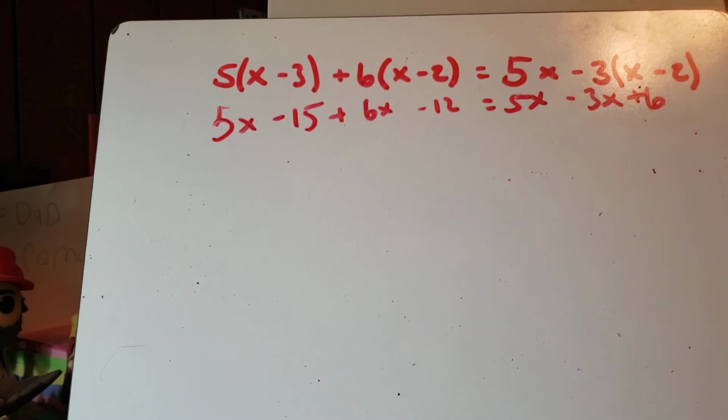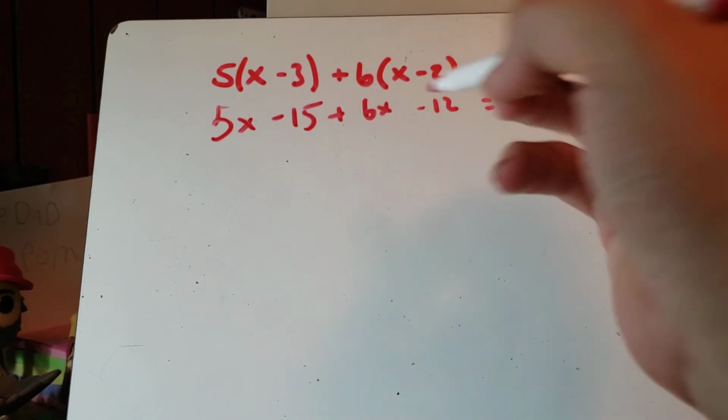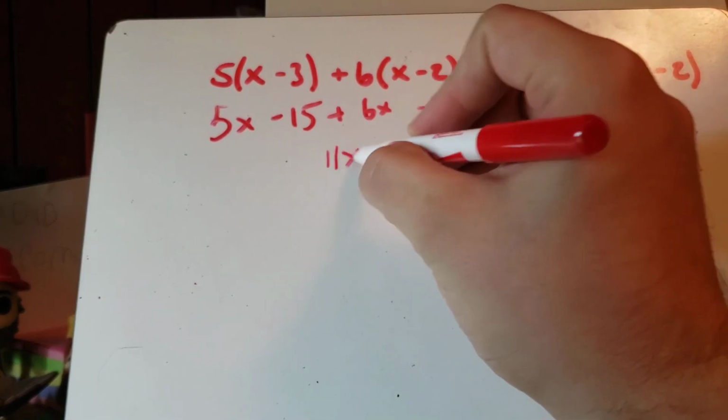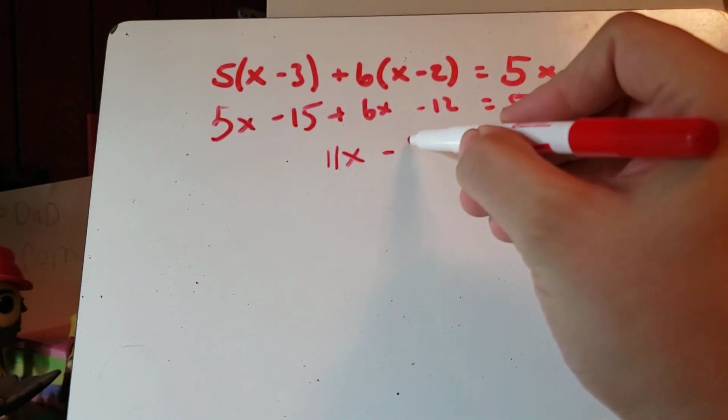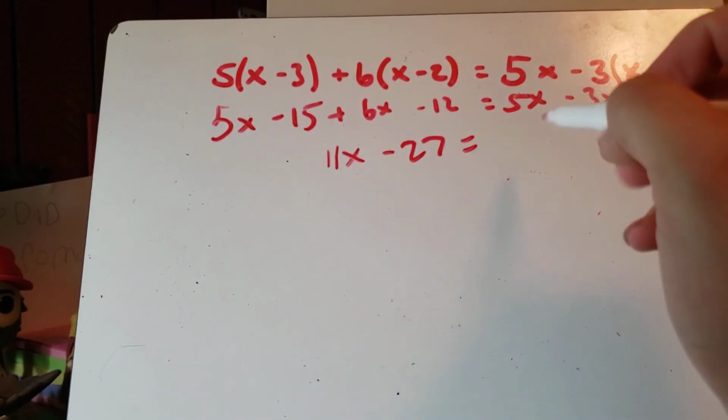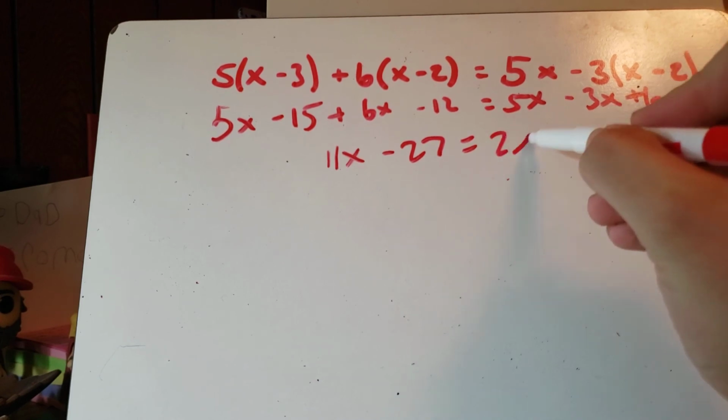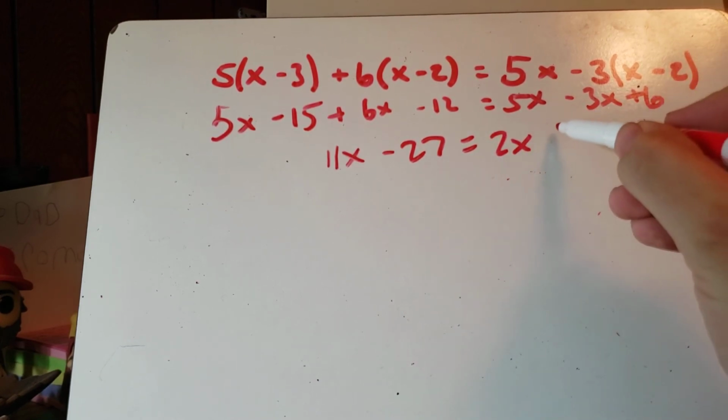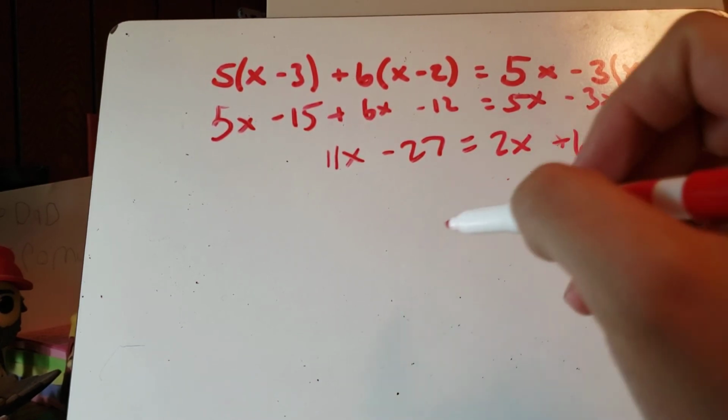Now we're going to need to combine some like terms before we can add and subtract. That's just going to make it a little bit easier when we do that. So we've got 5x plus 6x, that's 11x. And negative 15 minus 12 is negative 27. Over here, we're going to get 2x when we subtract 3x from 5x. And we've got plus 6.